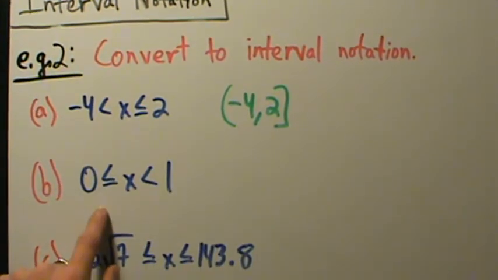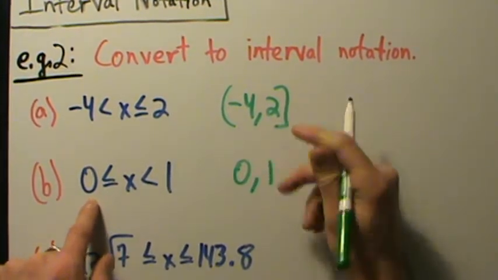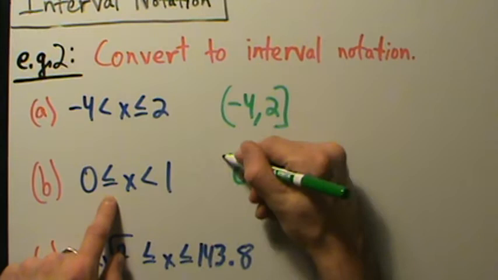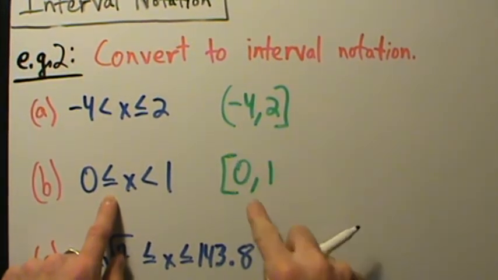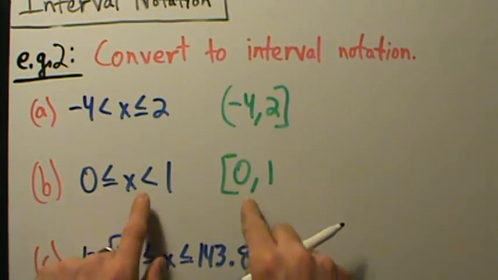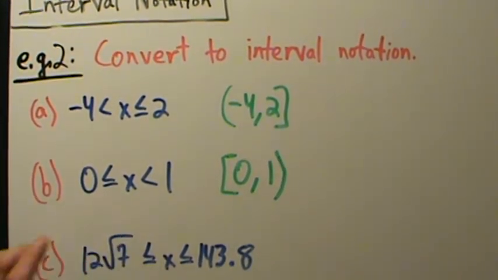How about 0 less than or equal to x less than 1? Smaller number first, 0, 1. Now this is less than or equal to, so we put a square bracket on the 0, because x can be equal to 0. And then strictly less than 1, so a round parenthesis over here, okay?